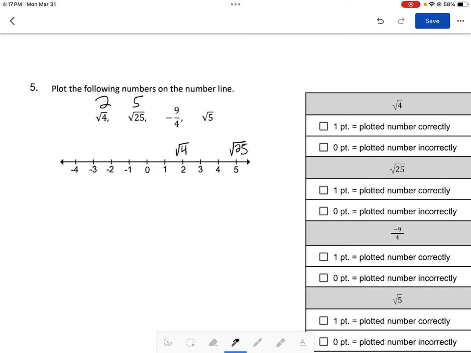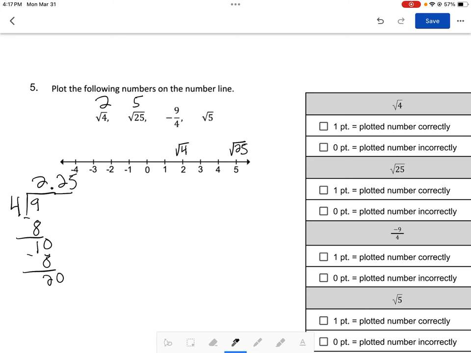Negative 9 over 4, if I were to divide that, 4 on the outside, 9 on the inside. 4 goes into 9 2 times. 2 times 4 is 8. Subtract. 9 minus 8 is 1. Bring down a 0. 4 goes into 10 2 times. 2 times 4 is 8. Minus. Bring down another 0. 4 goes into 20 5 times. About 2.25. So that's going to be about right here.